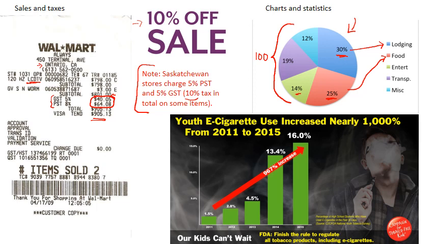I hope you said 100. So that's the cool thing about a circle graph. It has to add up to 100, because a circle graph always shows parts of a whole.